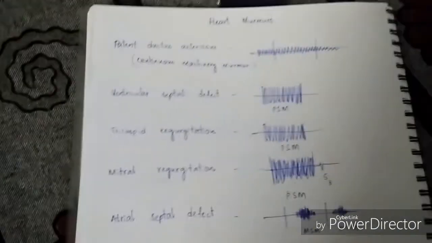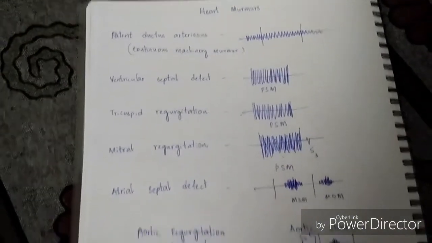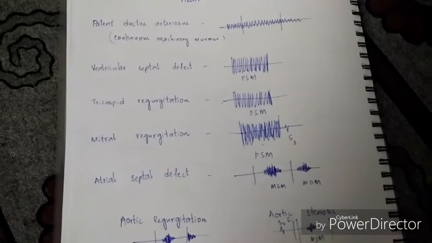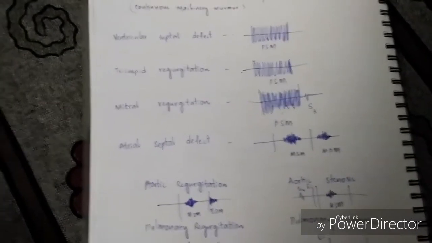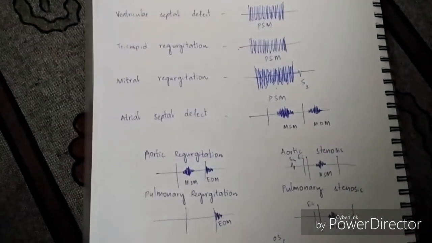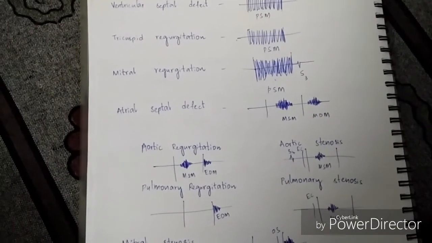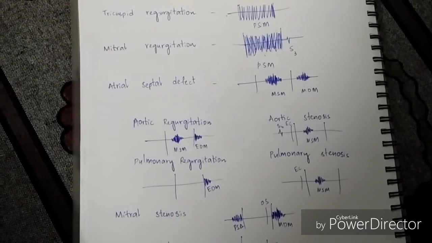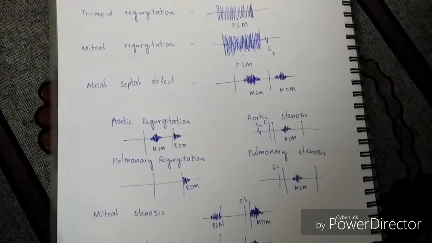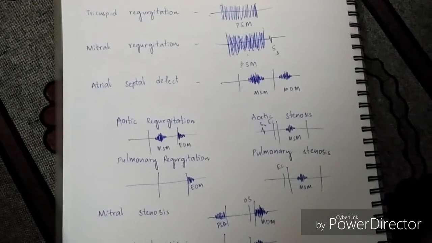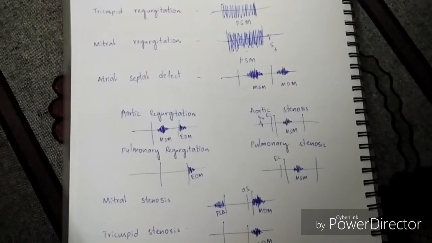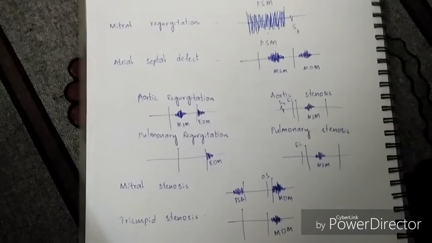Now, let's revise again. PDA, there is continuous machinery-like murmur. In VSD, we have PSM, pansystolic murmur, which is repeated in tricuspid and mitral regurgitation. Mitral regurgitation has S3 and ASD. In ASD, we have mid-systolic murmur and mid-diastolic murmur. In aortic and pulmonary regurgitation, early diastolic murmur is present. And in aortic stenosis and pulmonary stenosis, there is ejection click. Aortic stenosis has S4 extra. Now in mitral stenosis and tricuspid stenosis, they take the mid-diastolic murmur from the ASD. And in mitral stenosis, there is presystolic accentuation and opening snap.